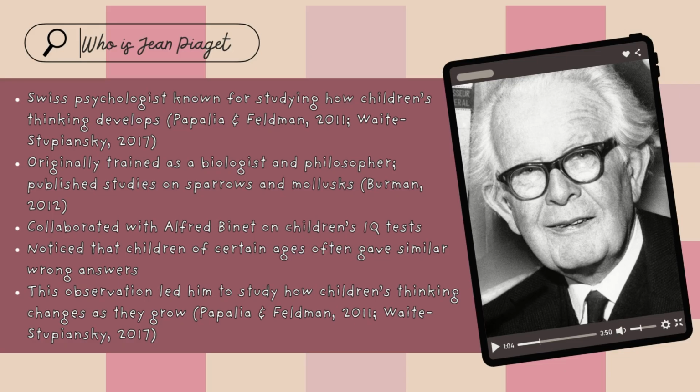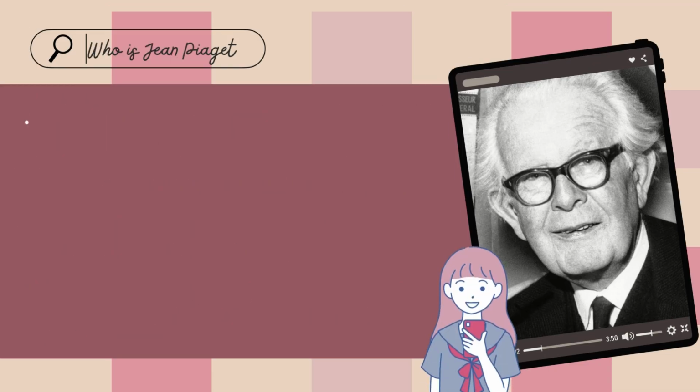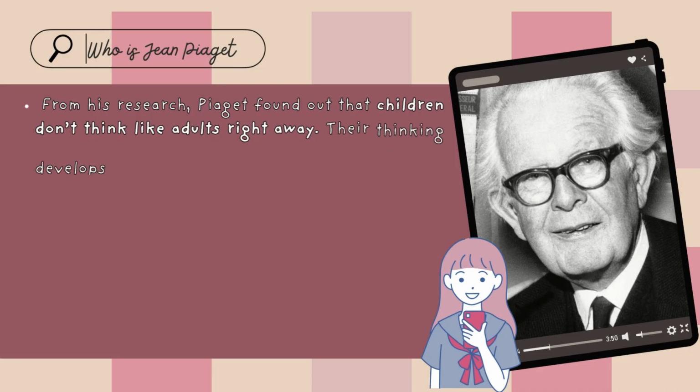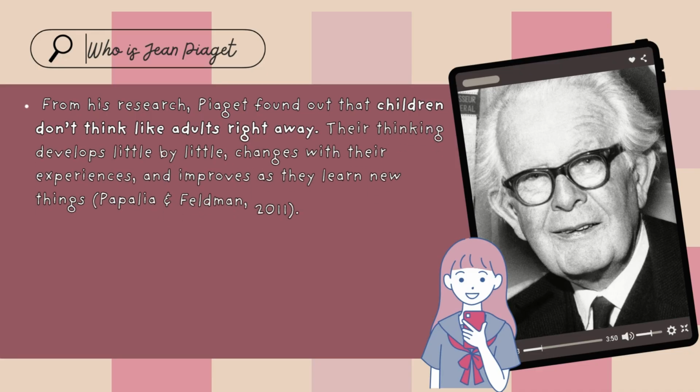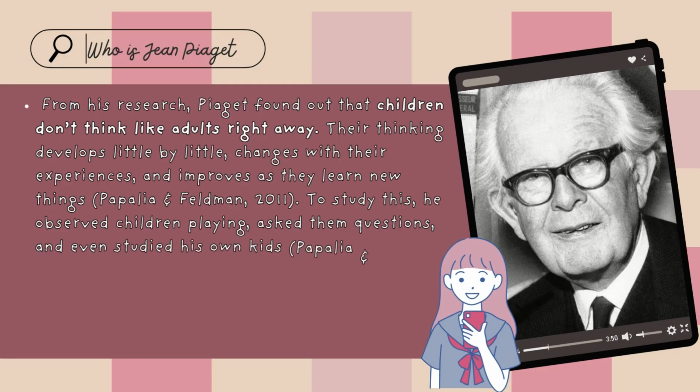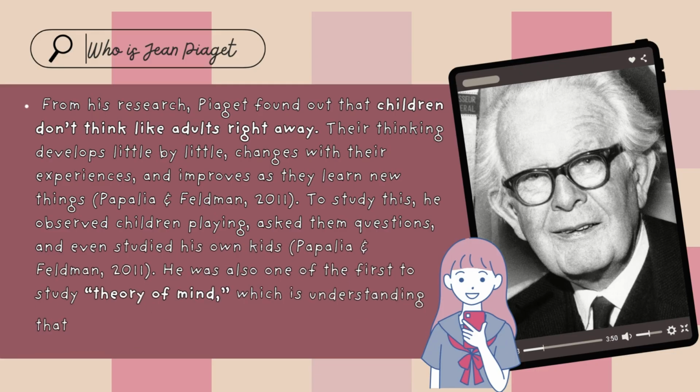Later on, he worked with Alfred Binet, the creator of the first IQ test. While scoring children's test answers, Piaget noticed something interesting. Children of the same age often made the same kinds of mistakes. This observation made him curious about how children's thinking changes as they grow, which led him to study cognitive development more deeply. Piaget discovered that children don't think like adults right away. Their thinking develops slowly, changes through experience, and improves as they learn new things.